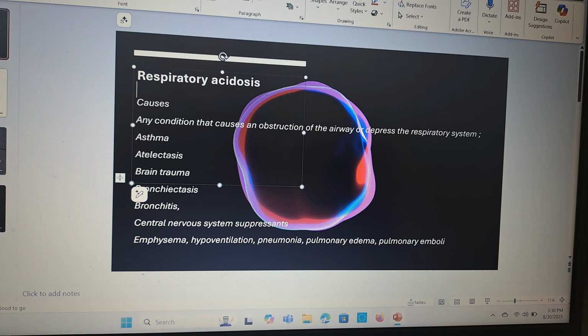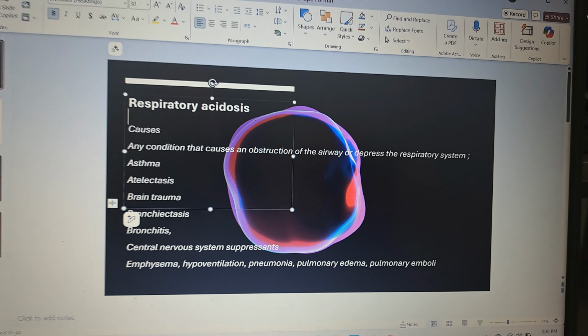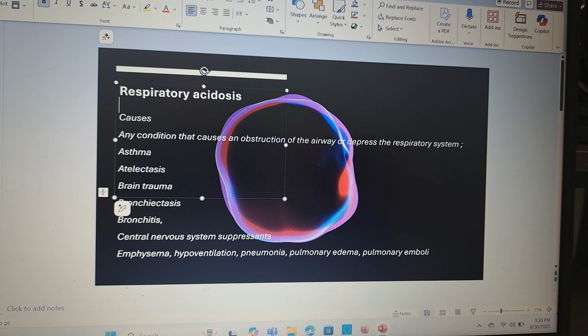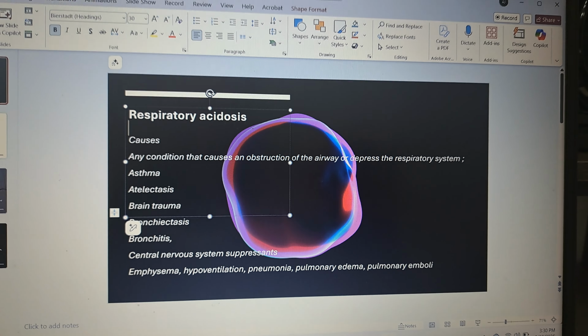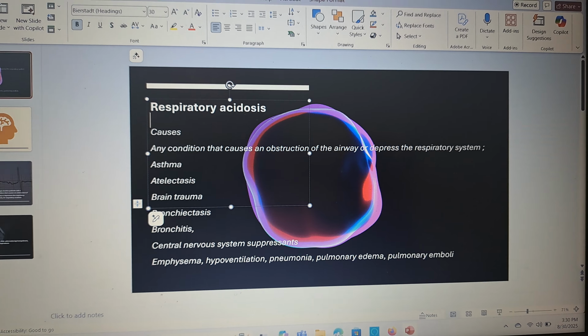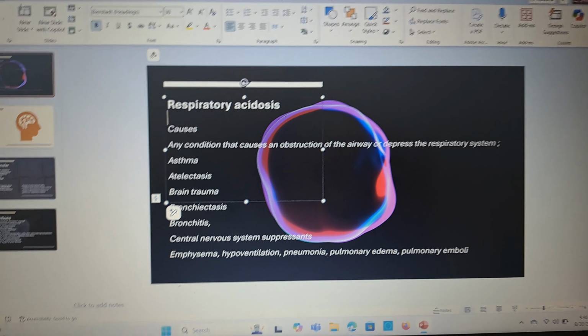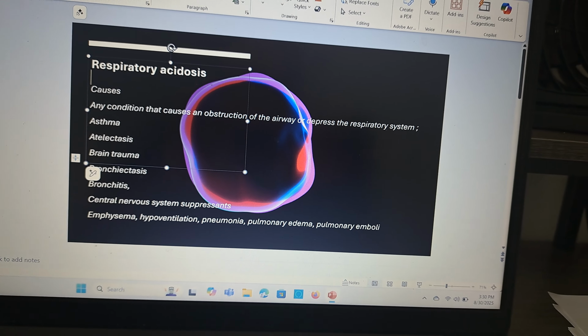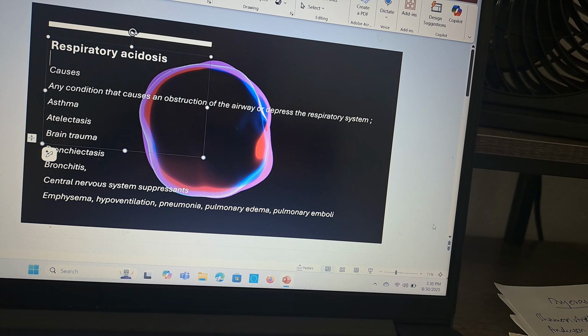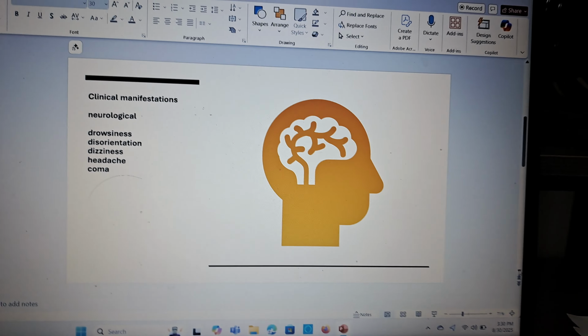so that results in inadequate gas exchange. So whenever you get a patient who has a condition that causes an obstruction of the airway or that depresses the respiratory system, always monitor them for respiratory acidosis. All right, next we will go to the clinical manifestations.